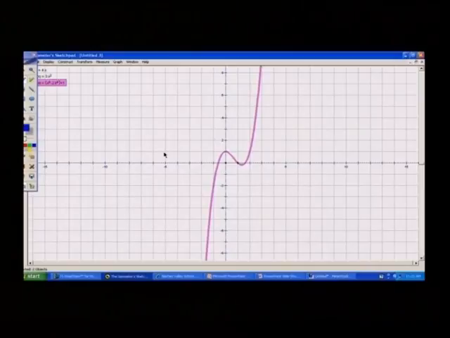From negative infinity to 0, this function's increasing. Then from 0 to about 1 1/3, it's decreasing, and then from about 1 1/3 to infinity, it's increasing. So again, from negative infinity to 0, this function's increasing. From 0 to about 1 1/3, it's decreasing, and from 1 1/3 to infinity, it's increasing.